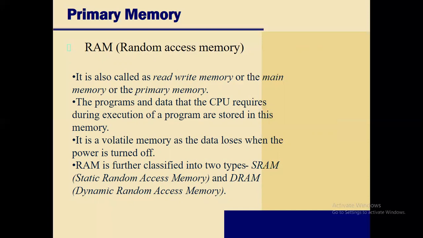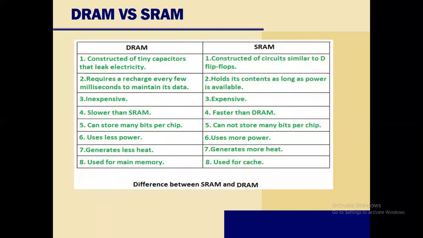RAM is also categorized into two parts: one is SRAM and another is DRAM. DRAM is constructed of tiny capacitors that leak electricity. It requires a recharge every few milliseconds to maintain its data. It's inexpensive and slower than SRAM. It can store many bits per chip. It uses less power, generates less heat, and is used for the main memory.